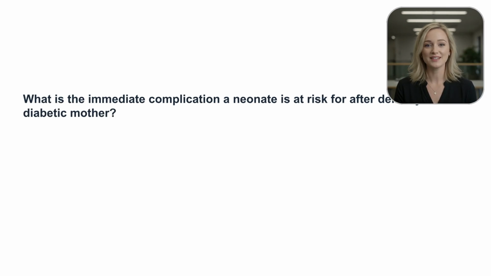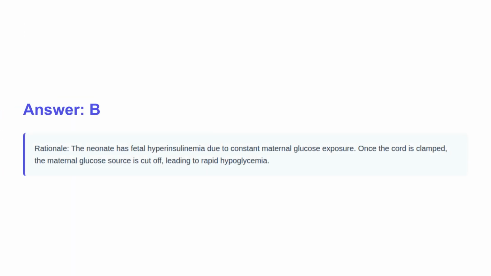What is the immediate complication a neonate is at risk for after delivery from a diabetic mother? Is it hyperglycemia, hypoglycemia, hypercalcemia, or hypokalemia? The answer is B. The neonate has fetal hyperinsulinemia due to constant maternal glucose exposure. Once the cord is clamped, the maternal glucose source is cut off, leading to rapid hypoglycemia.